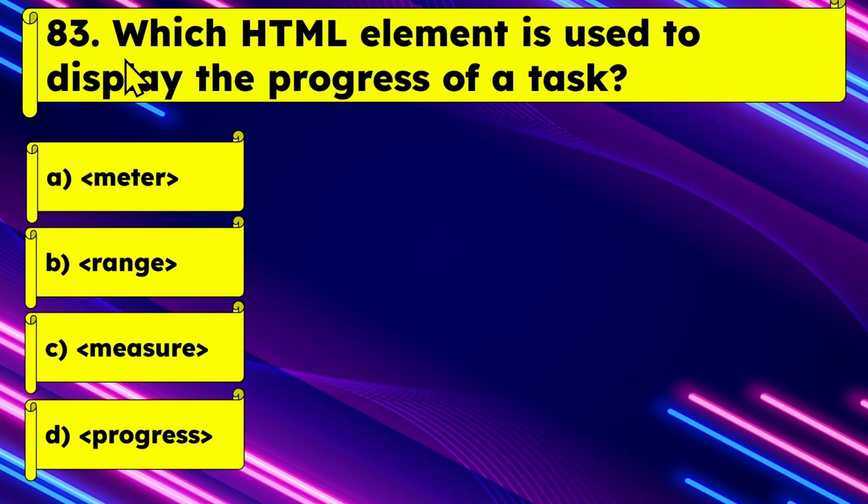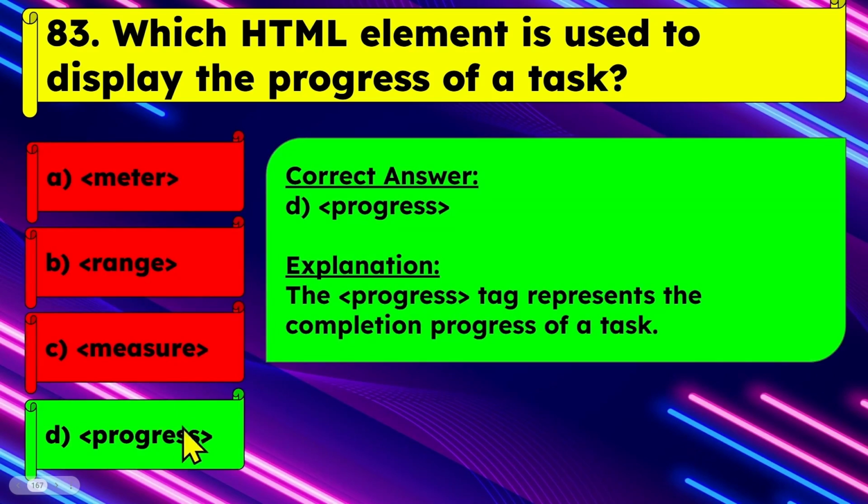Next question is, which HTML element is used to display the progress of a task? Option A, meter tag. Option B, range tag. Option C, measures tag. Option D, progress tag. So here the correct answer is option D. As you can see, the progress tag represents the completion progress of a task.